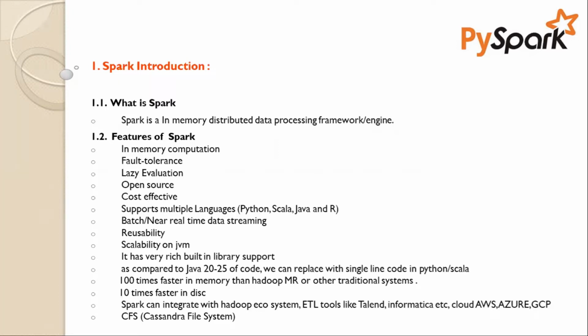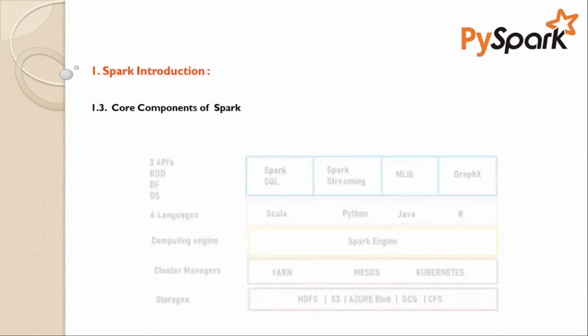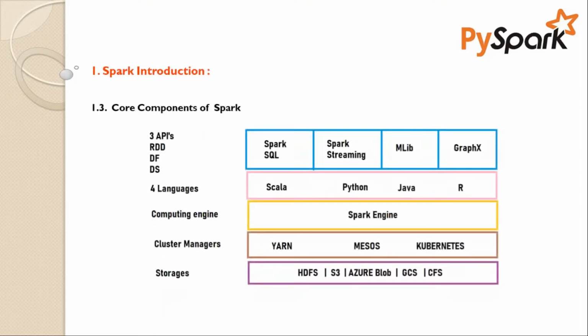I just briefed you, and going forward, when we discuss each and every topic individually, we will get more clarity. No need to worry if you are not able to understand as of now. If you go to the next topic, the core components of Spark, we discussed with this diagram. If you see, the Spark engine is using cluster managers such as Yarn, Mesos, and Kubernetes. Please try to note this down.